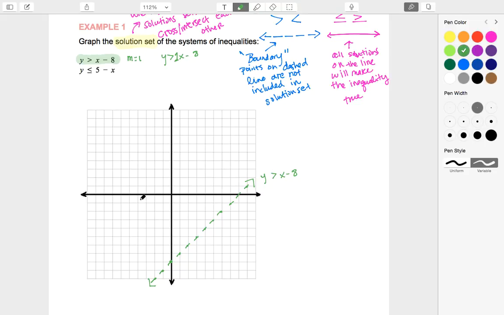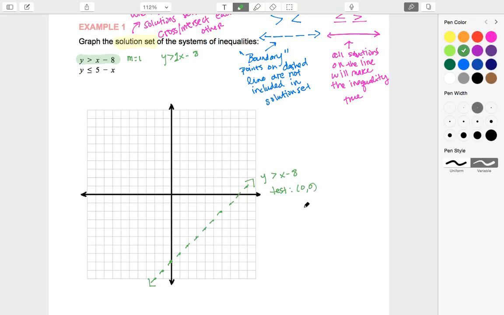I'm going to shade on the right side or on the left side. But if you're not sure, you can always test a point, okay? So let's go ahead and do that. I'm going to test 0, 0, because I like that point. If I test 0, 0 and it works out, that means I should shade in that direction.